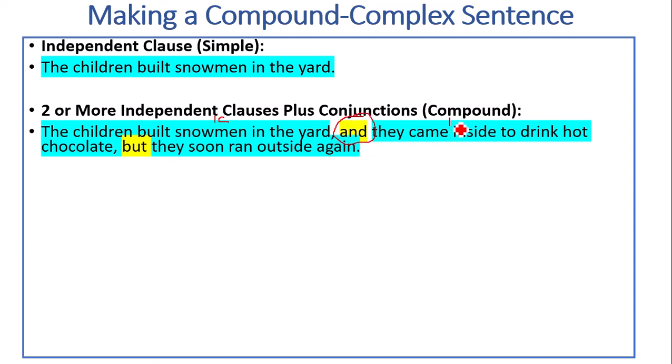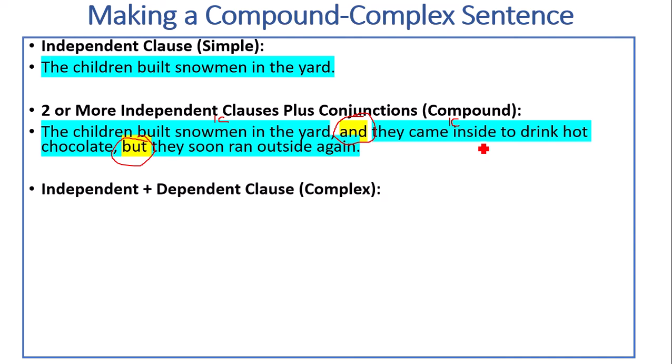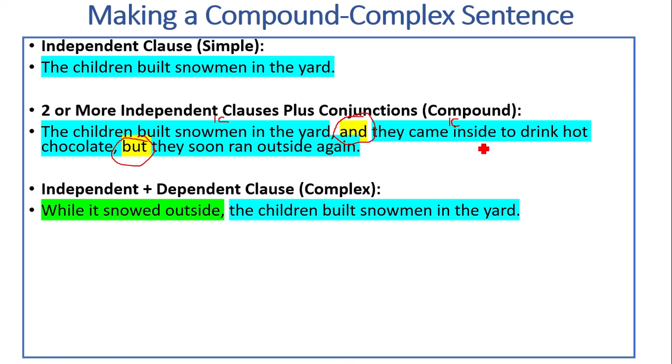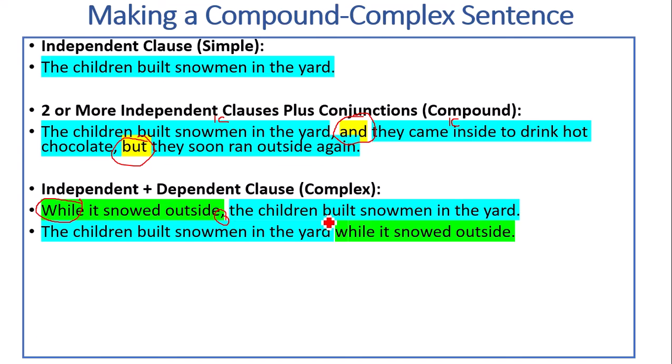Independent, and then our conjunction, and then our other independent. So it's independent, conjunction, independent, conjunction, independent. A compound sentence. And here's our complex. While it snowed outside, the children built snowmen in the yard. That's our dependent clause. We have that dependent marker word while, then a comma, and then the independent clause. Or the opposite way. The children built snowmen in the yard, no comma, while it snowed outside. It's our dependent marker word, or again, another type of conjunction.